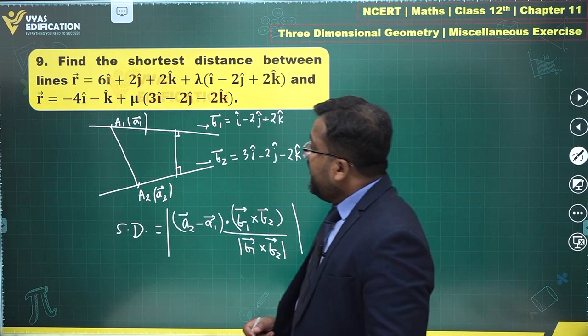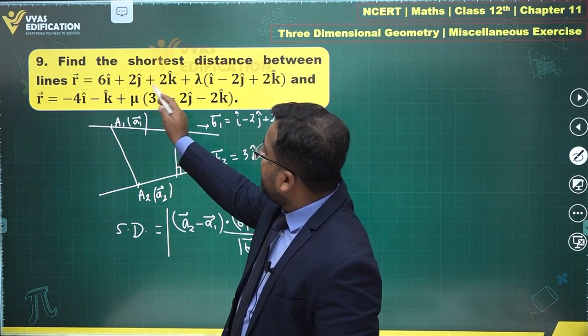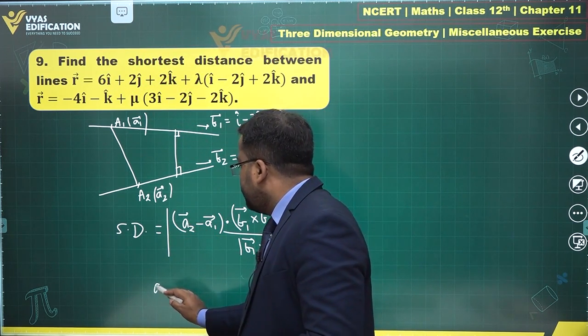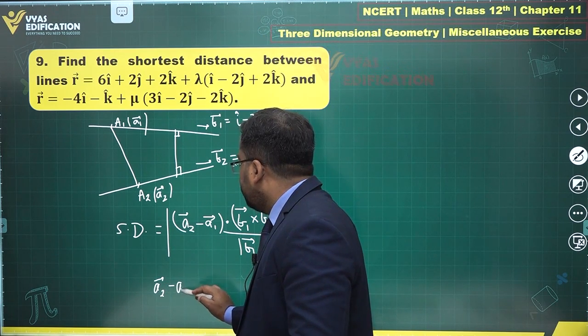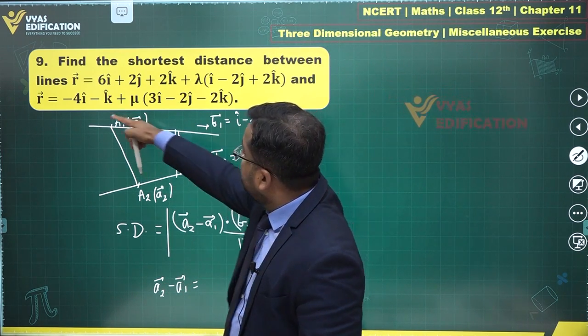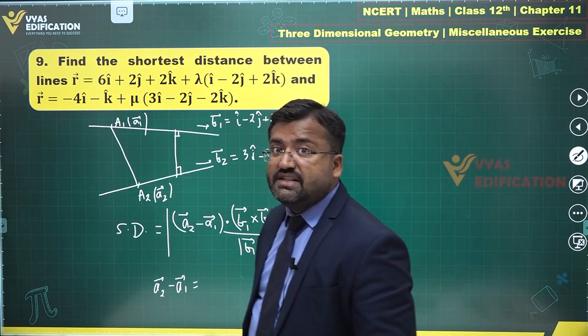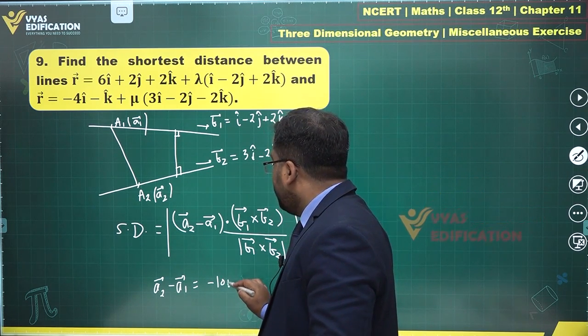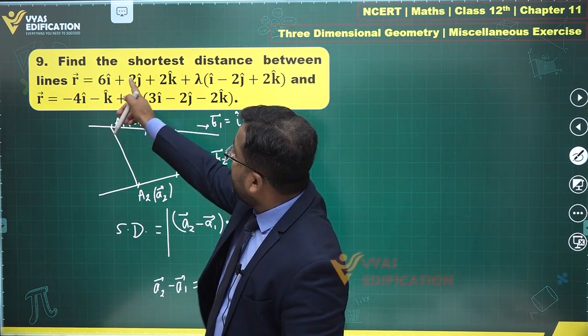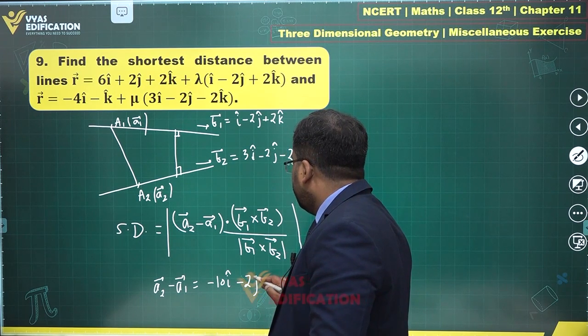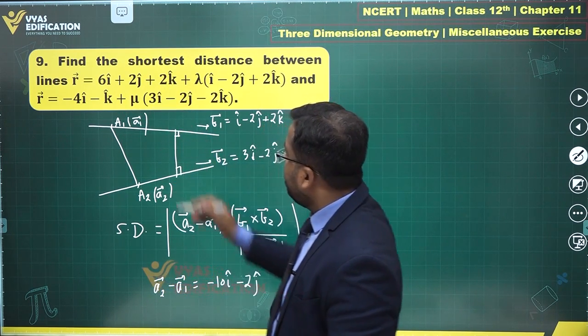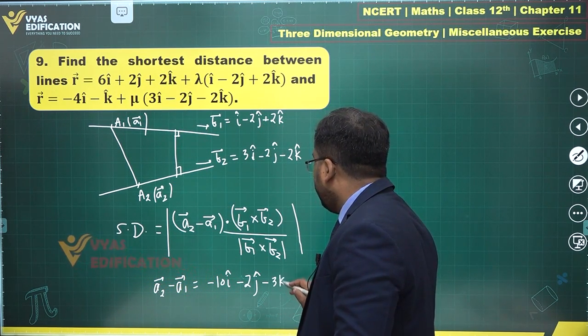Okay, and what about a1 vector? a1 vector is 6 i cap plus 2 j cap. We just need a2 minus a1. So you can easily find a2 vector minus a1 vector, which is this minus this. So minus 4 i cap minus 6 i cap will become minus 10 i cap. There's no j cap. This becomes minus 2 j cap, and minus k cap minus 2 k cap is minus 3 k cap.